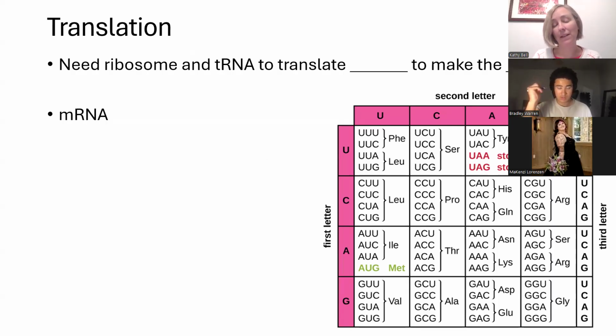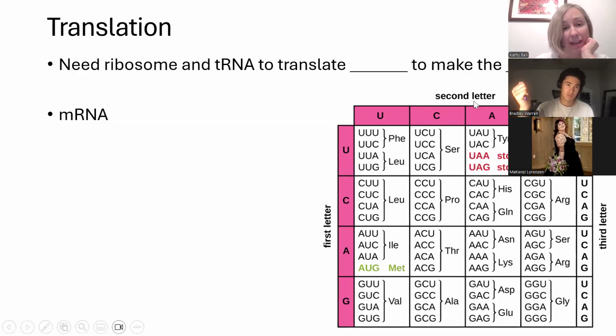So tRNA is called transfer RNA. What it's going to do is bring the amino acids to the ribosome to help build the protein. That's the transfer RNA's job. And the messenger RNA has the code that's being translated.